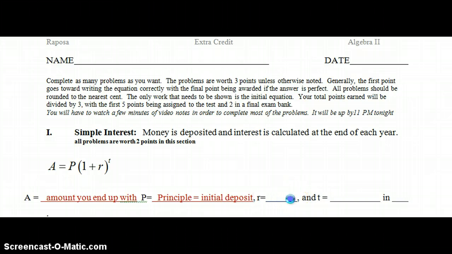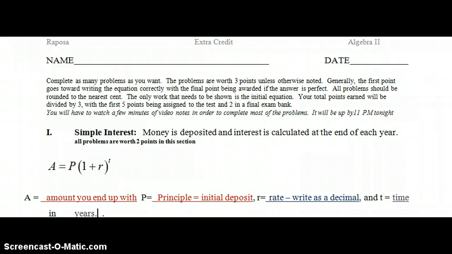R, of course, stands for rate. Now, it's often written as a percent, but when you enter it into the formula, you have to write it as a decimal. And then finally, T is time, but this is very important. It's time that is done in years. So if they told you that something sat in an account for 18 months, you would need to convert that into years, 1.5 years. You'll be able to do this entire section easily.